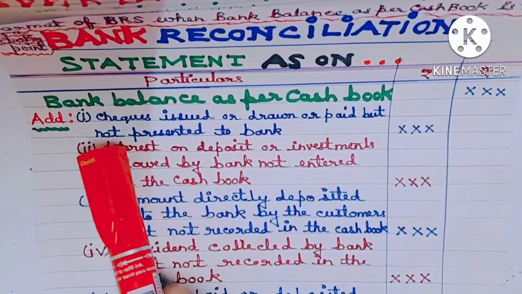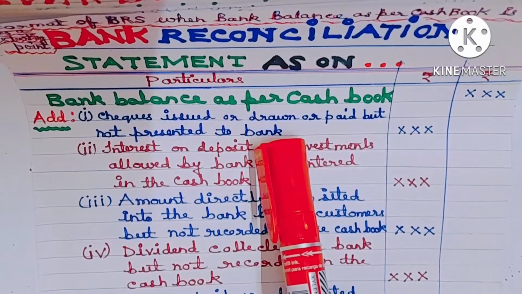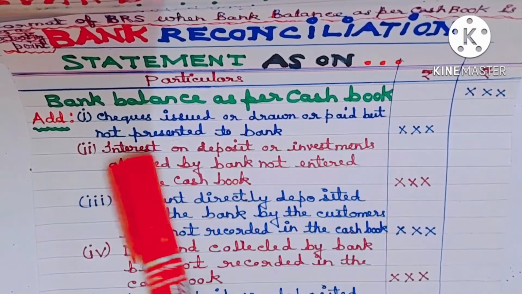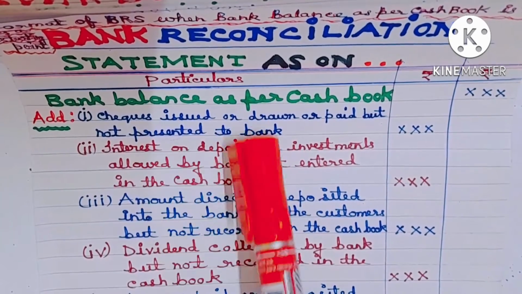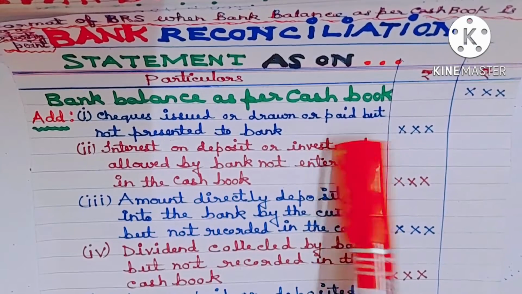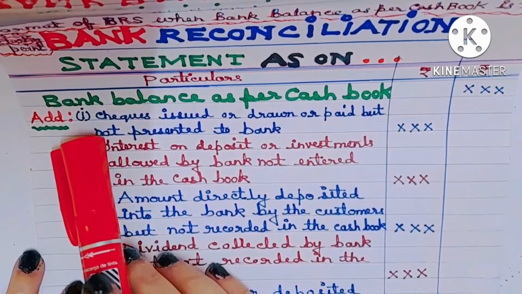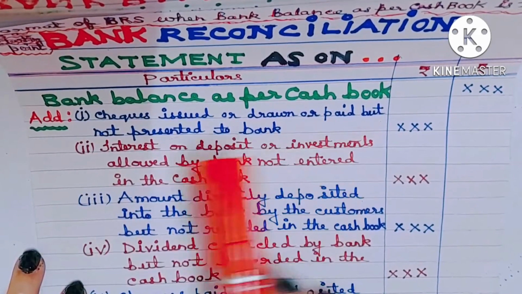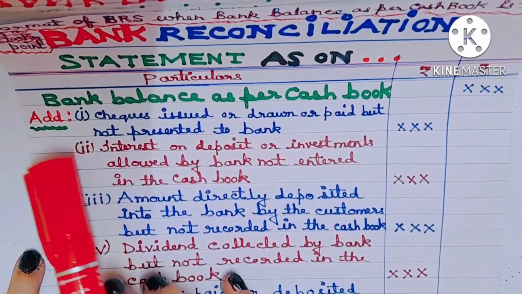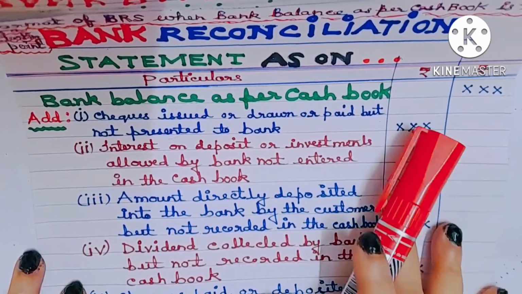Say, add. Number 1, checks issued or drawn or paid means the same thing, but not presented to bank. So rupees 3,000 should be added in the bank reconciliation statement since we're doing bank balance as per cash book. Okay? But first we are going to understand why we are going to add this transaction. So let's do it in the rough work first. Okay?